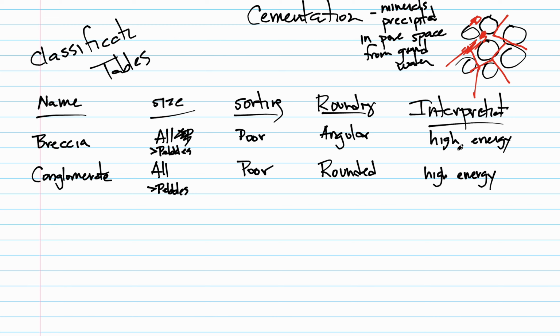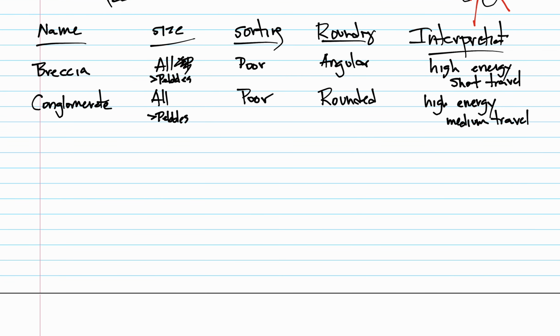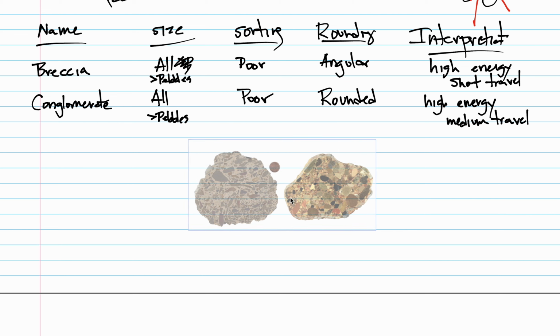But then breccias have short transport. We'll say short travel, and conglomerates have, let's say, medium travel. Short travel does not bang the corners off, whereas a conglomerate has more rounded edges because they've been chipped away.